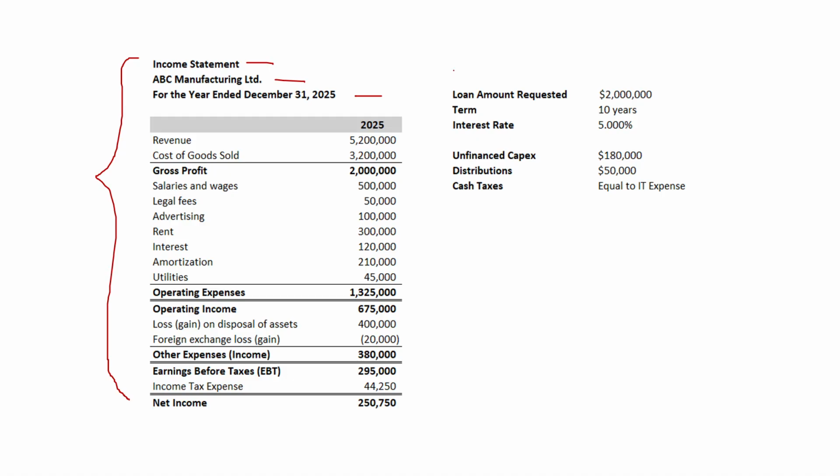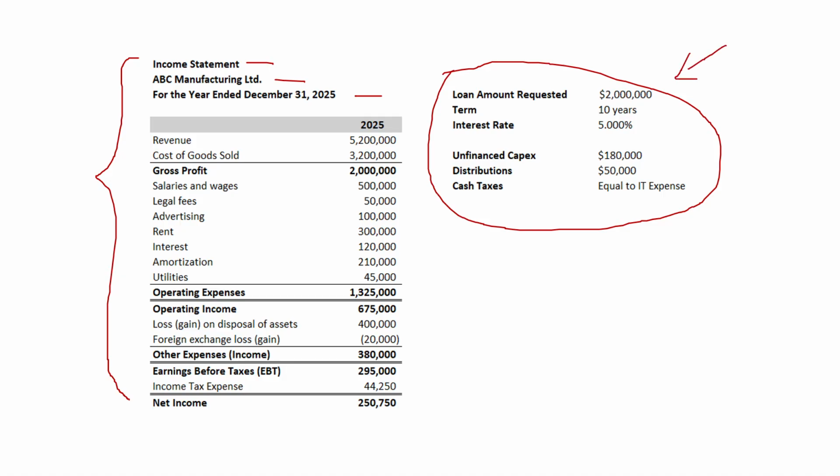And then we have some information on the right. So here's the ask. A client or a prospective client is coming to us and they're asking for a $2 million loan. They want to amortize it over a term of 10 years, which means they want to repay the $2 million over 10 years. And then let's just say that we decide that the right interest rate to charge them is 5%.